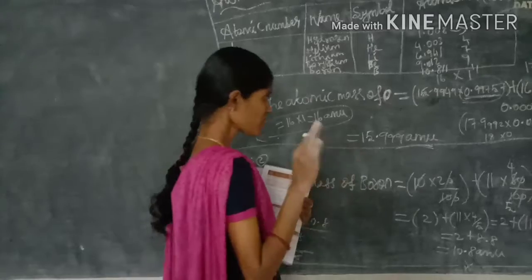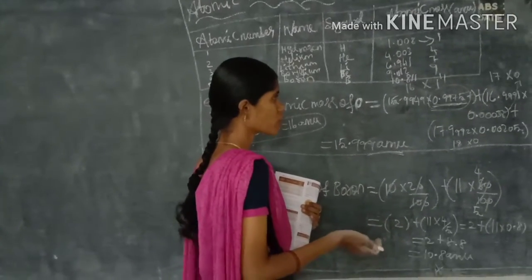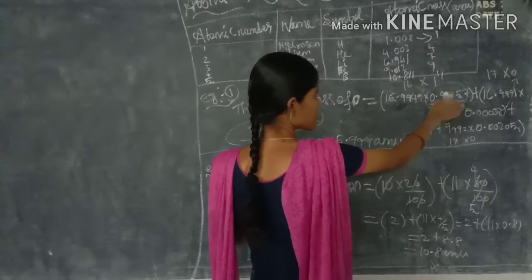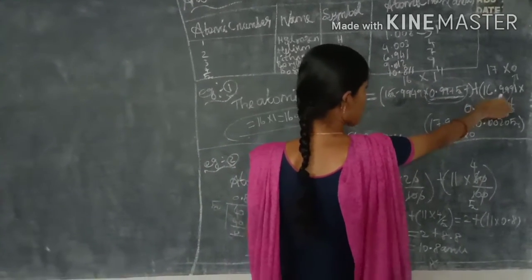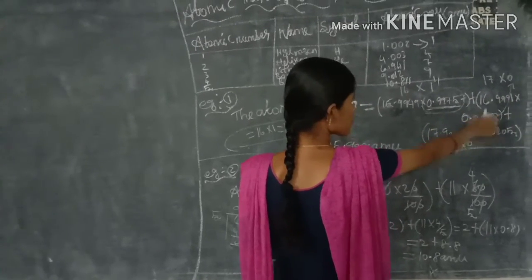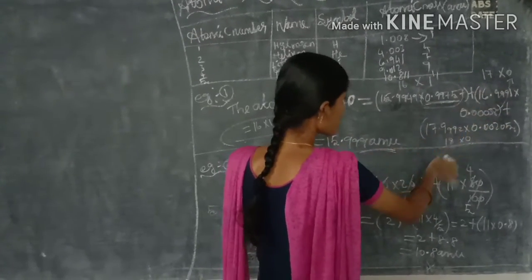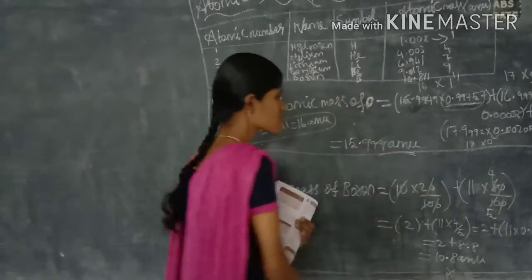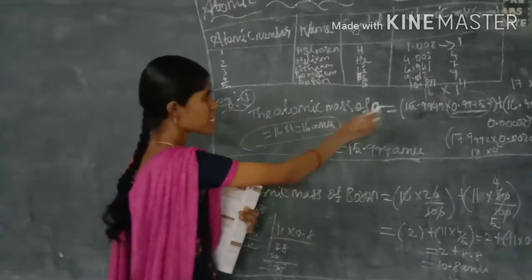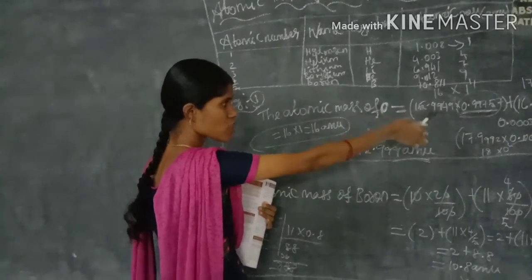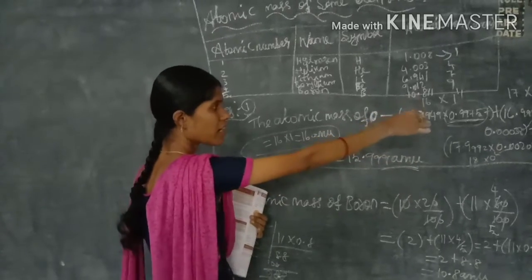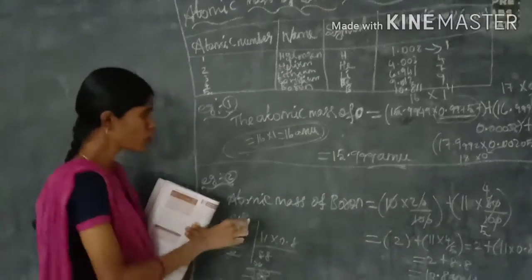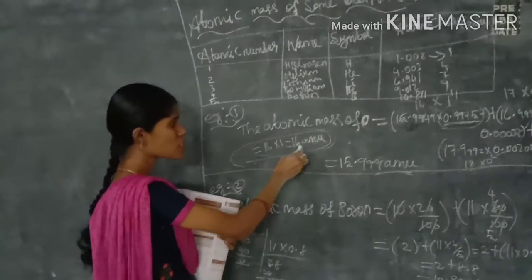Okay, for our convenience we round off the value, which means 15.99 is taken as 16 and 0.99 is taken as 1, and this one 16.9 is taken as 17. This one is assumed to be 0 because it is 0.00 something, and 17.9 is taken as 18 and this one is taken to be 0. So we have 16 into 1 plus 17 into 0 plus 18 into 0, which means the second term and third term will get cancelled. So we get only the first term alone, that is 16 into 1, which is equal to 16 AMU.